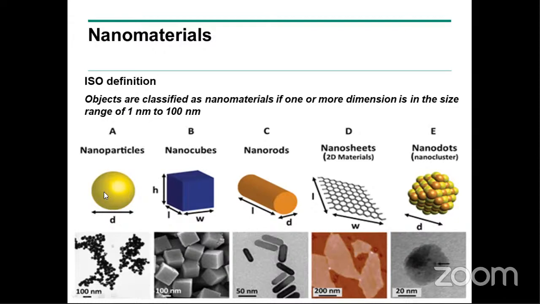For example, if it is round in shape, we call it a nanoparticle. If it is cube-shaped, we call it a nanocube. If it is a rod, then a nanorod. If it is like a sheet, like a graphene sheet, we call it a nanosheet, or nanodots. There are also other shapes you can see here. These are the actual nanoparticles, and these are electron microscope images of these nanomaterials.